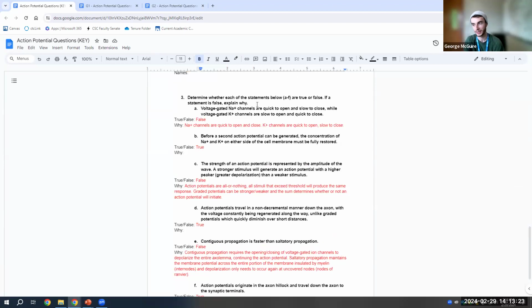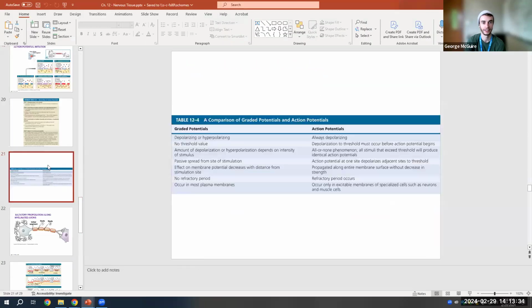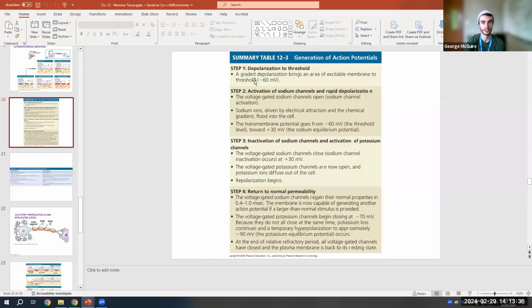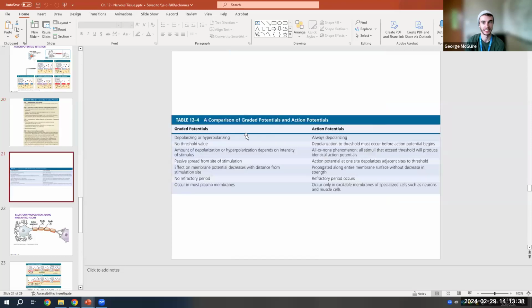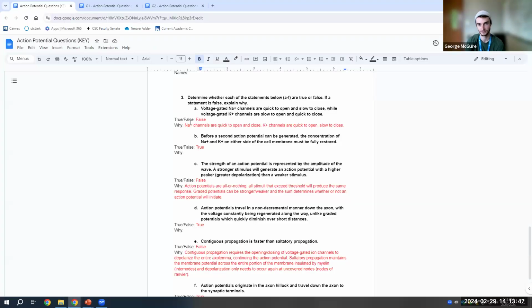Part 3 here, I asked you to identify a few statements as either true or false and to give a quick explanation if any of them are false. So this stuff is all going to heavily align with the summary table of action potentials and then our comparison of graded potentials versus action potentials. Understanding the difference is what I'm looking at here, or trying to help you guys learn with this.